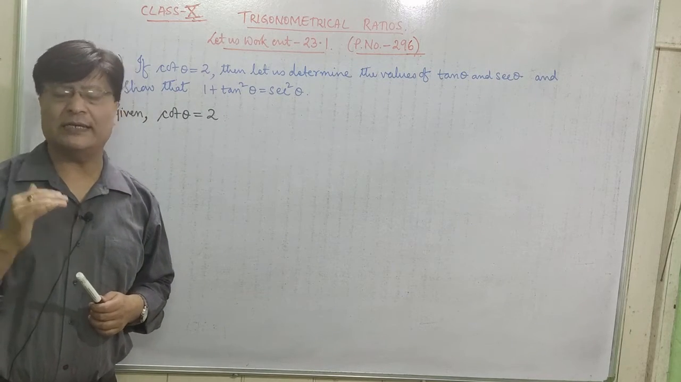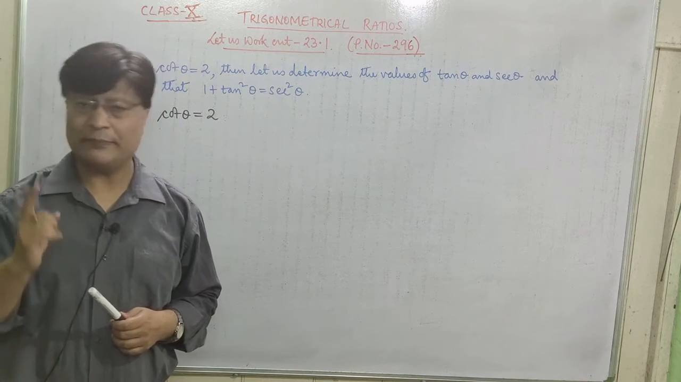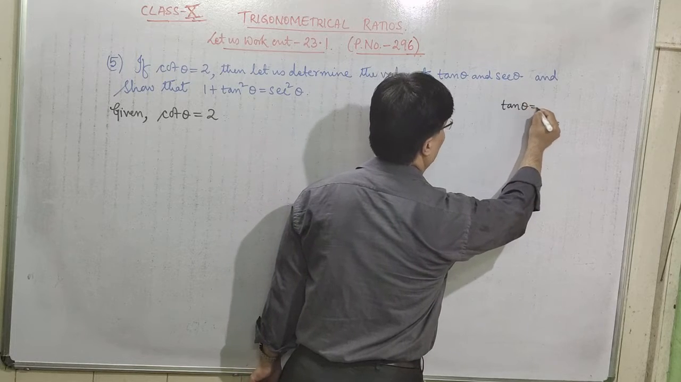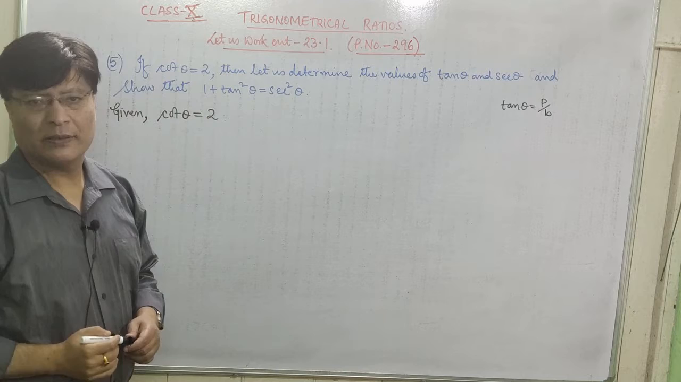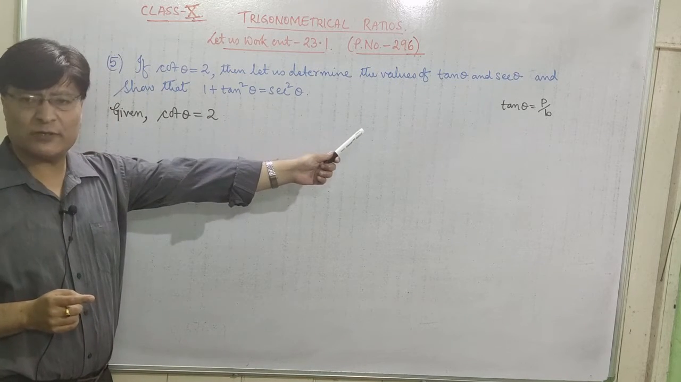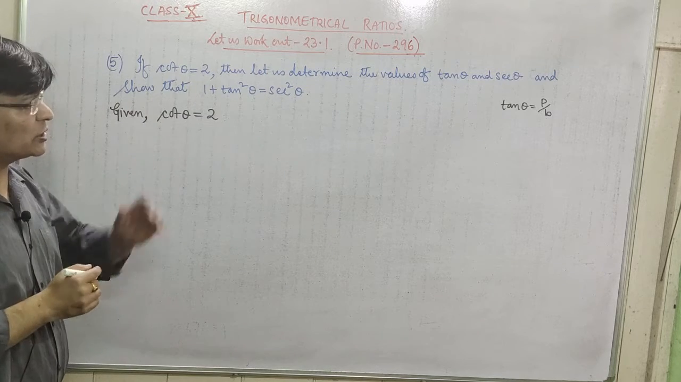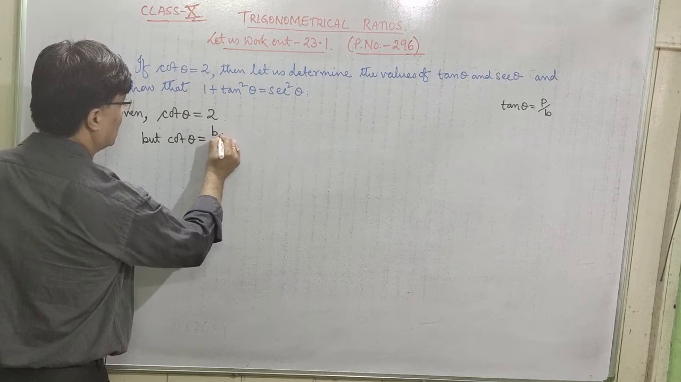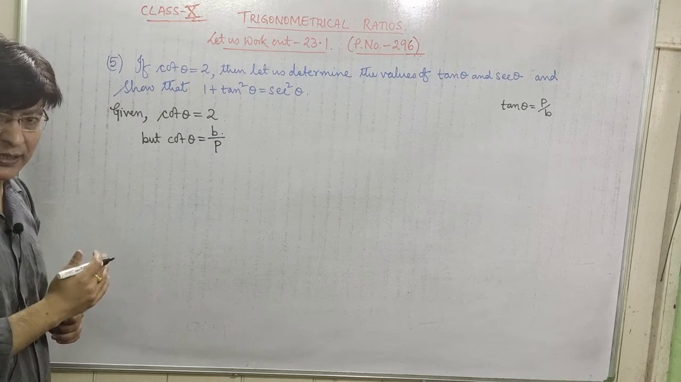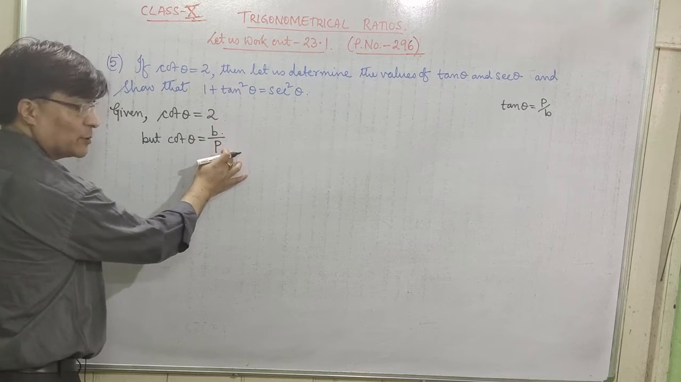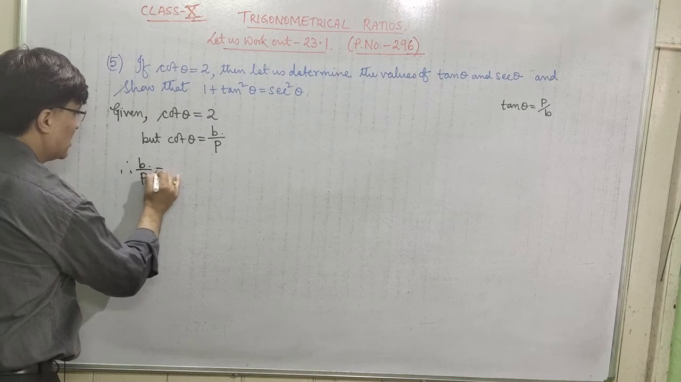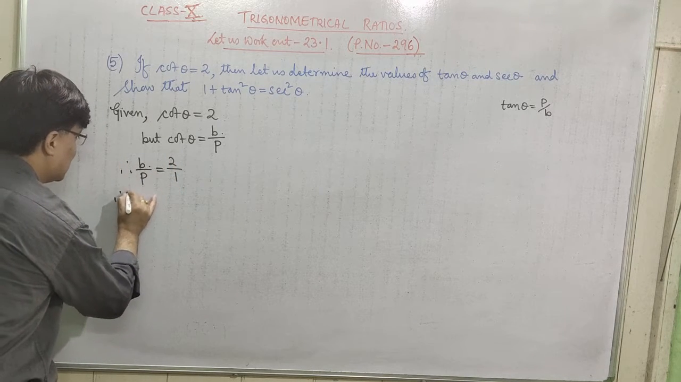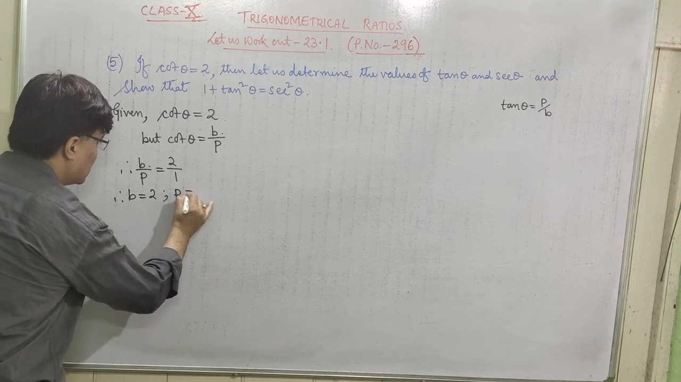Now what is the formula for cot theta in terms of perpendicular, base and hypotenuse? You know tan theta is equal to P upon B. Cot theta is just the inverse of tan theta, that is B upon P. So if left hand sides are equal, right hand sides must be equal. That is B by P is equal to 2 upon 1. Is that clear? So we can equate the numerators as well as denominators. That is B is equal to 2 and P is equal to 1.